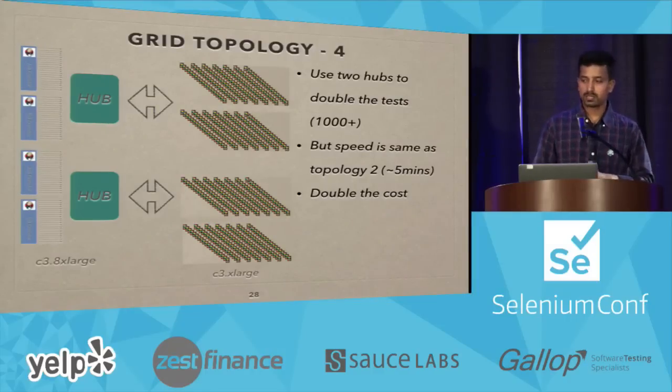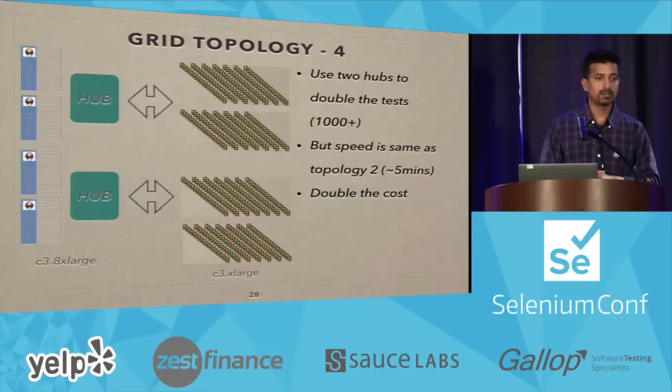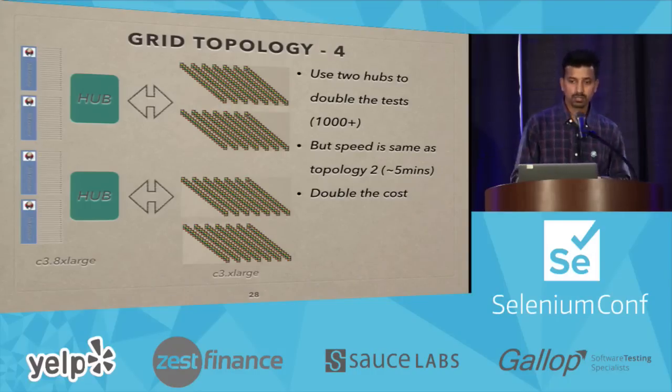But what I would do is, this is grid topology 4: use 2 hubs to double the tests to 1,000. Speed is the same as topology 2, 5 minutes, but cost is double. You can use 4 executors, 2 hubs, and 44 nodes.